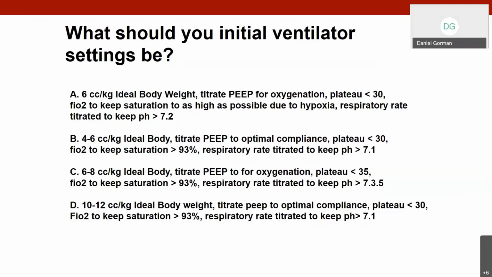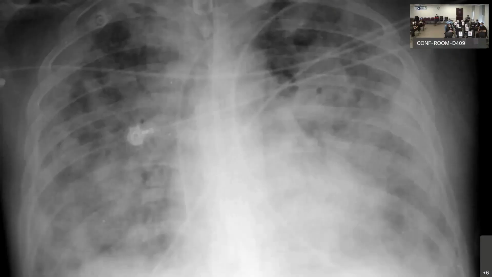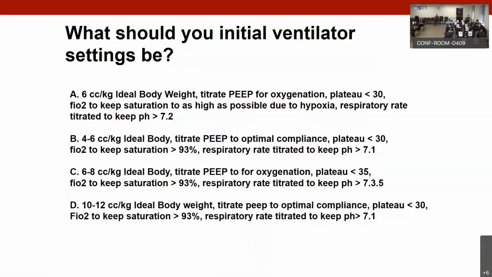All right, so let's kind of get our brain warmed up a little bit. Like I mentioned, this is not a treatment talk, this is a physiology talk, but I want to make sure that we're all on the same page as far as definitions and at least basic treatment, right? So you have this patient, comes in with ARDS, you intubate them. What are your initial ventilator settings going to be? So let's kind of go through this. I'll give you 20 seconds and we'll take a vote.